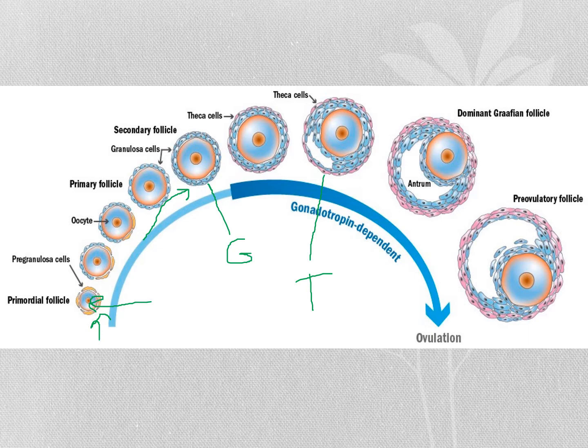Eventually, this follicle, this ball of cells that's surrounding the oocyte, will get bigger and bigger and become filled with fluid. So that's what we're seeing here, it becomes filled with fluid and it becomes mature and ready to ovulate, ready to kind of spit the egg, the oocyte, out of the ovary.